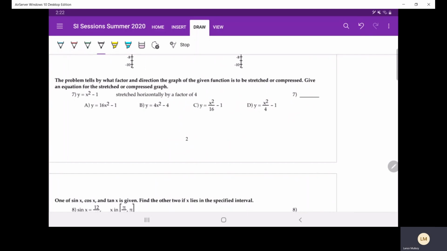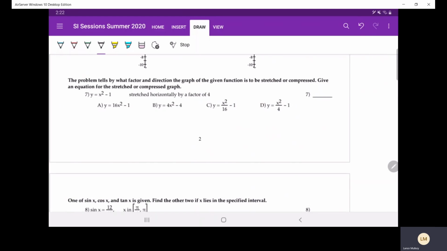The problem tells by what factor and direction the graph of the function will be stretched or compressed with the equation. So you get horizontally stretched by a factor of 4. So horizontally stretched means if you have a function that's initially like this, it's going to turn into something like this.